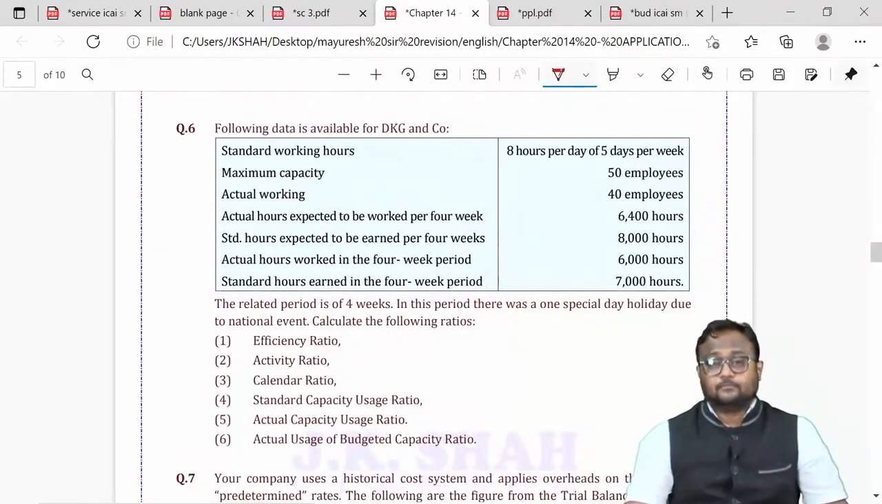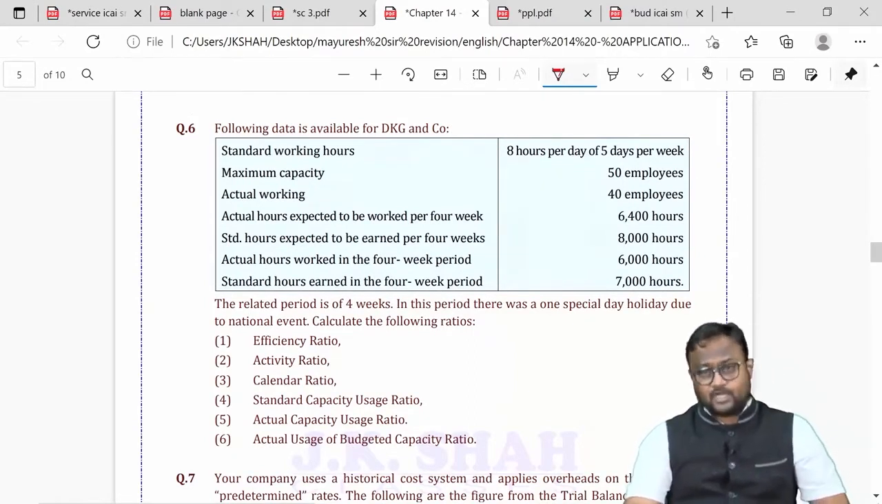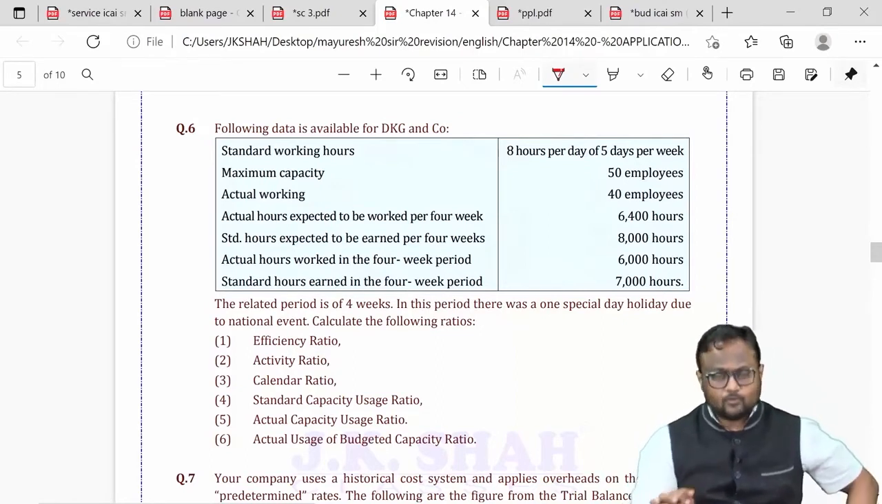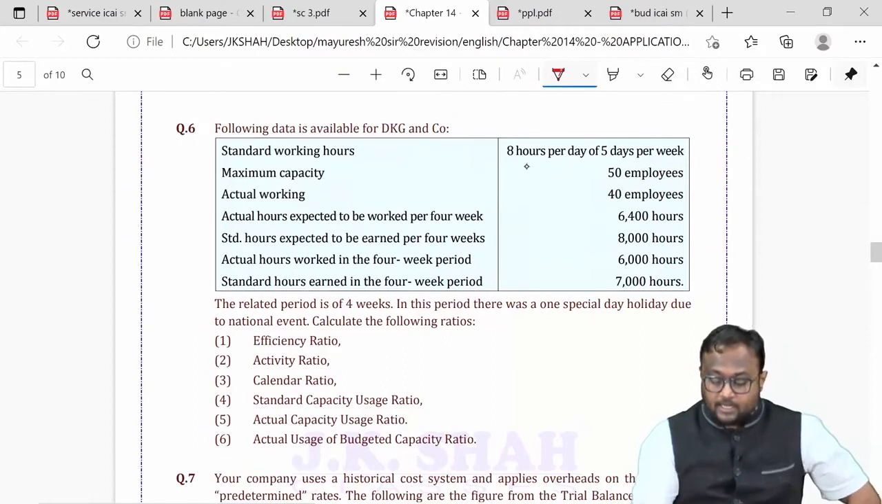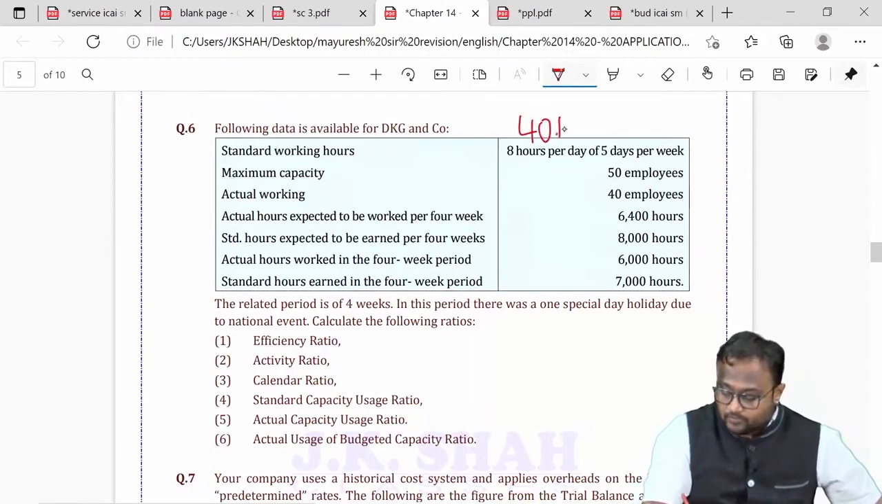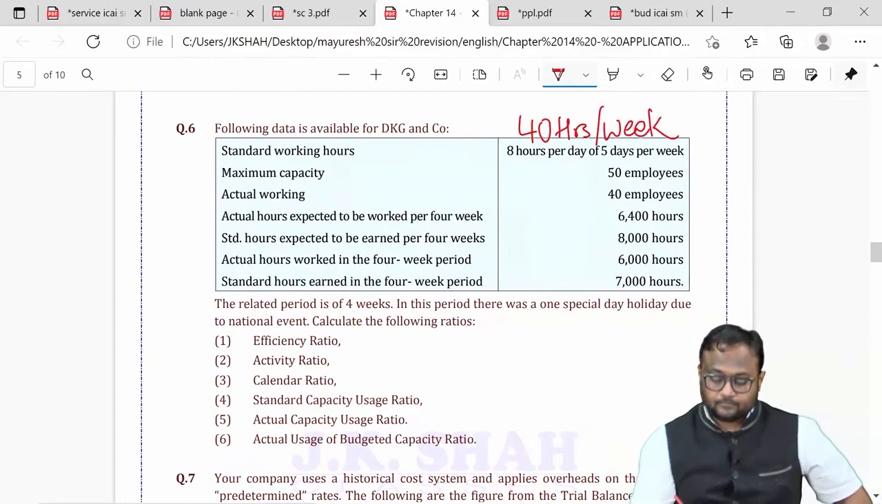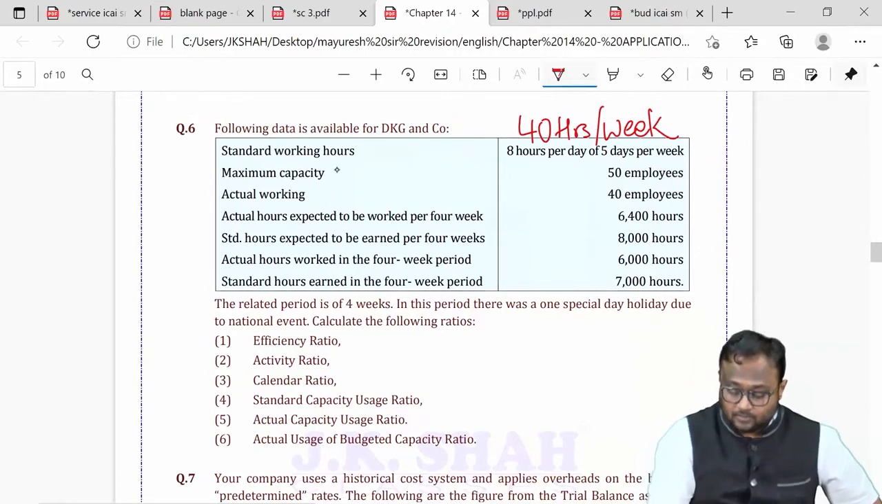Yes, friends. The next question I wanted to discuss with you is question number 6 of application topic. Some ratios were asked. It was pretty simple. Please try to understand this. In a day, you work for 8 hours and 1 week consists of 5 days. So basically, it was a 40 hours per week environment. When you have 50 employees, you can work for 2,000 hours, but you have only 40 employees.